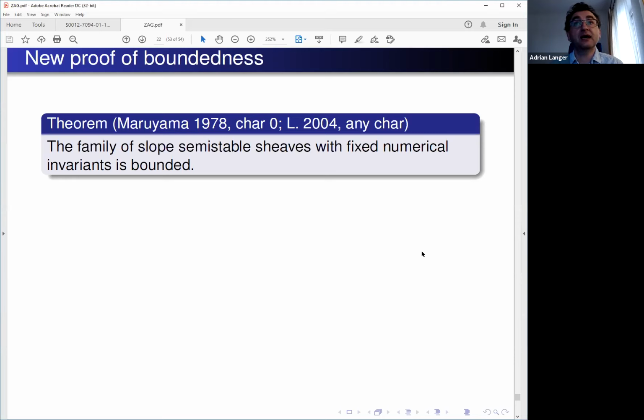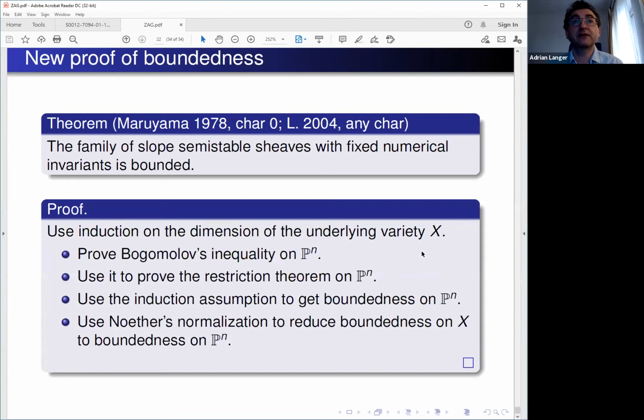And now, well, now this result can be proven in a very simple way, namely in the following. I simply use induction on the dimension of the variety for which I want to prove that the family of slope semi-stable sheaves is bounded. I want to assume that the family of slope semi-stable sheaves on varieties of dimension less than a fixed number is bounded, and then I want to prove it in higher dimensions.